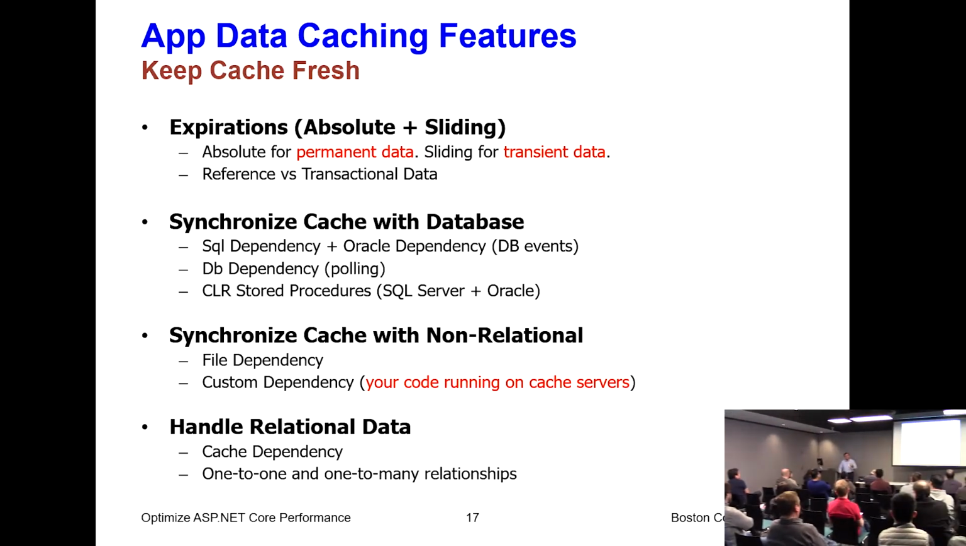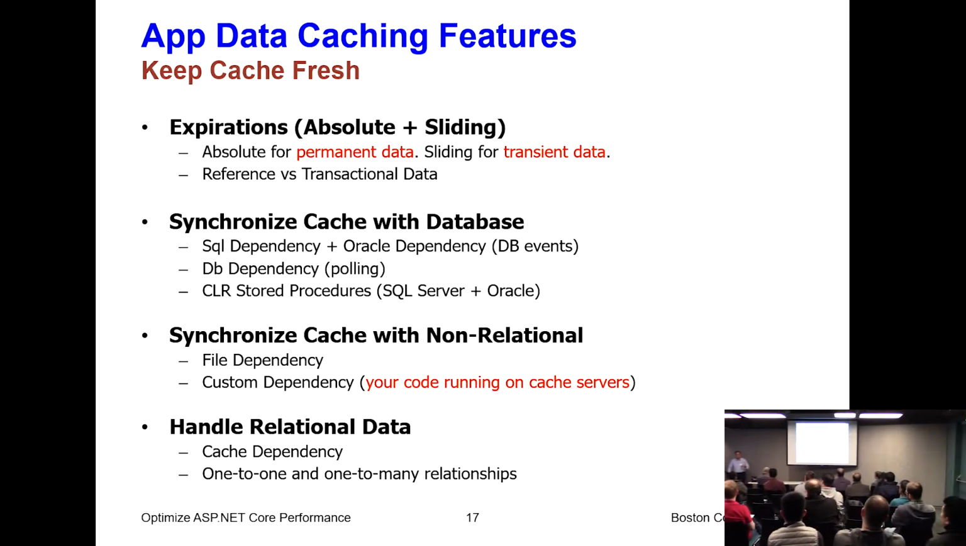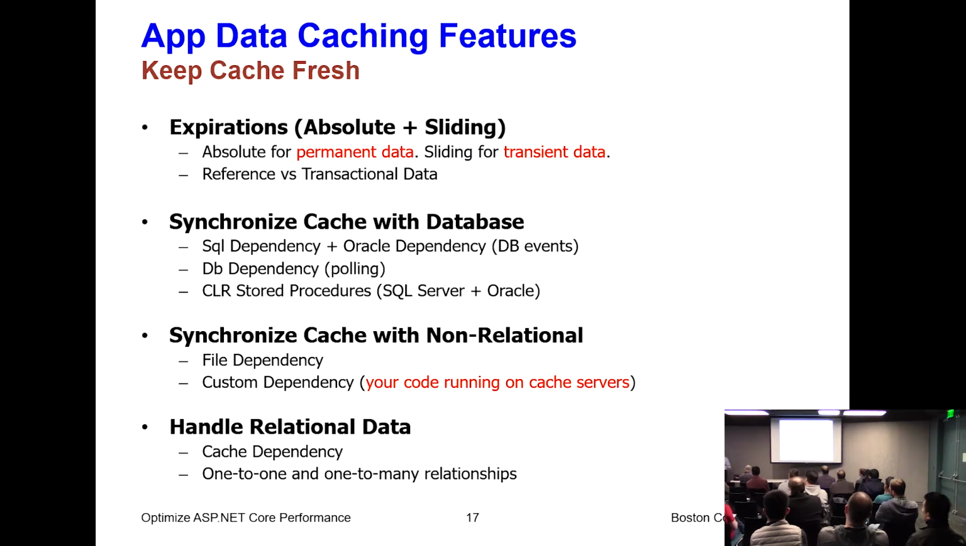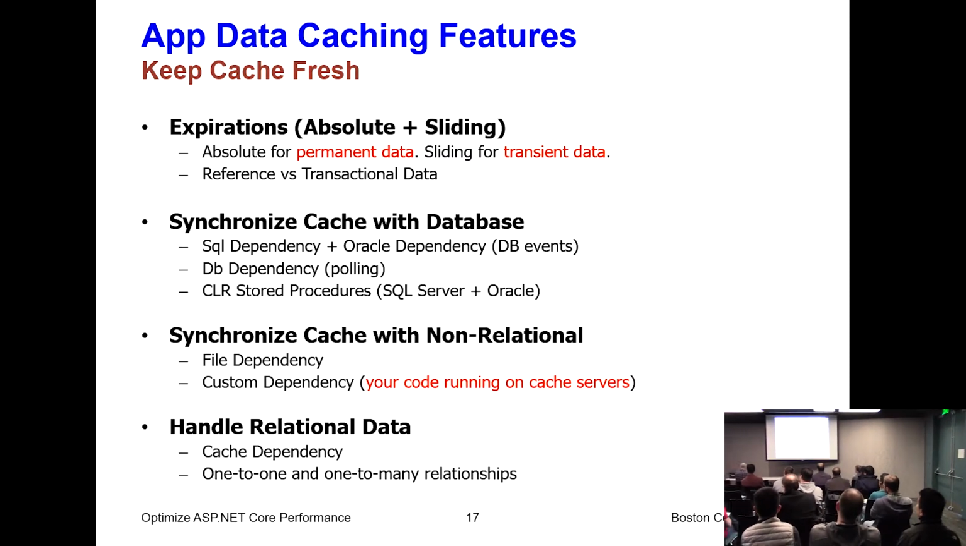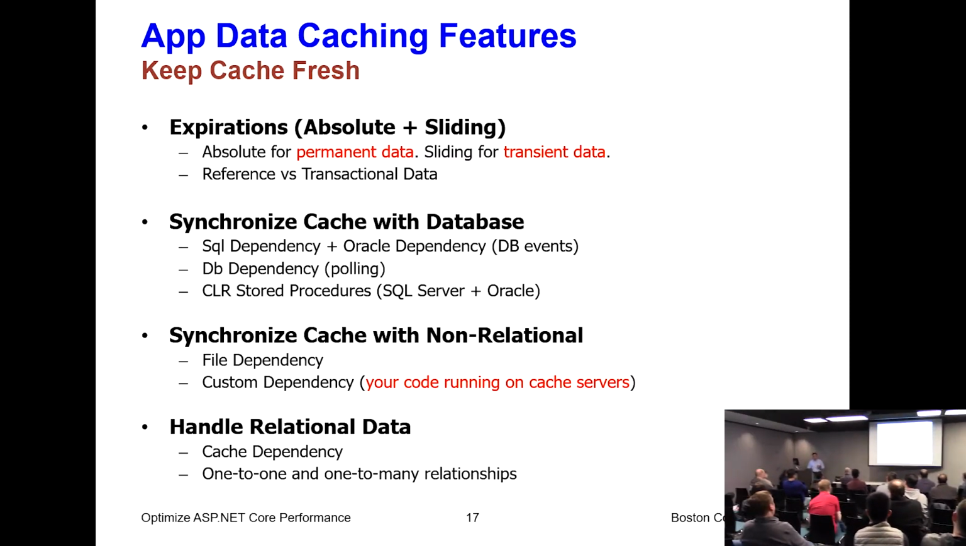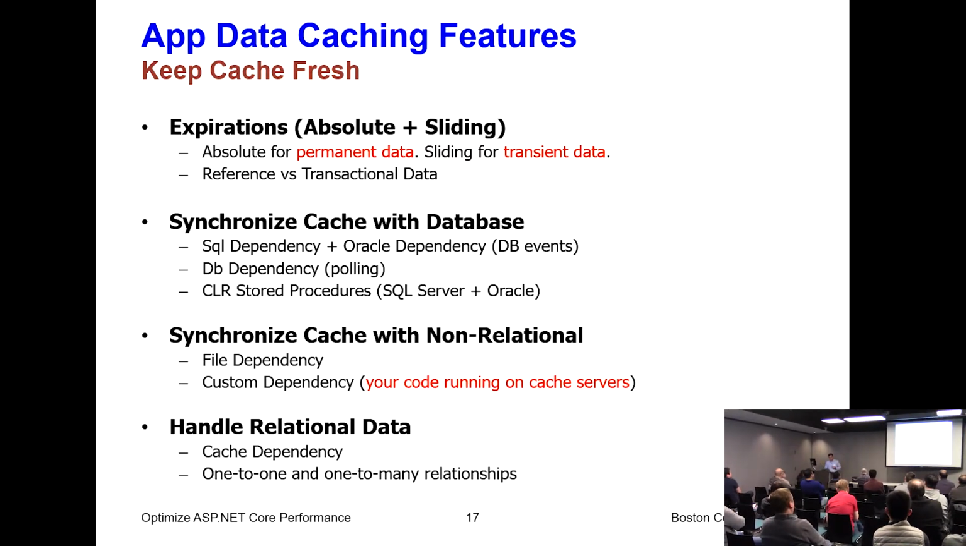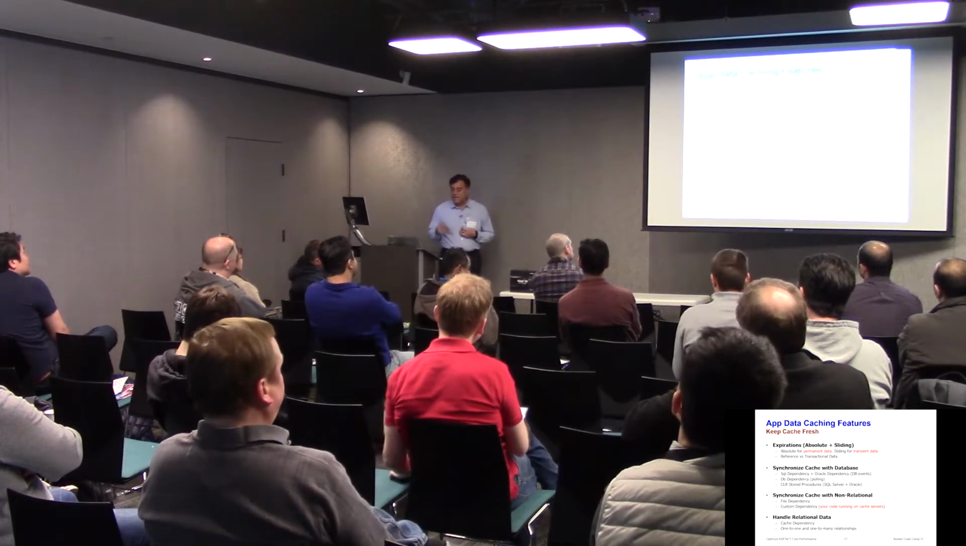In some cases, you can afford to have the data be inconsistent. In some cases, you cannot. So if you cannot, then you've got to have other features. And this is where NCache really stands out, which is that, for example, you can have a synchronization of the cache with the database.